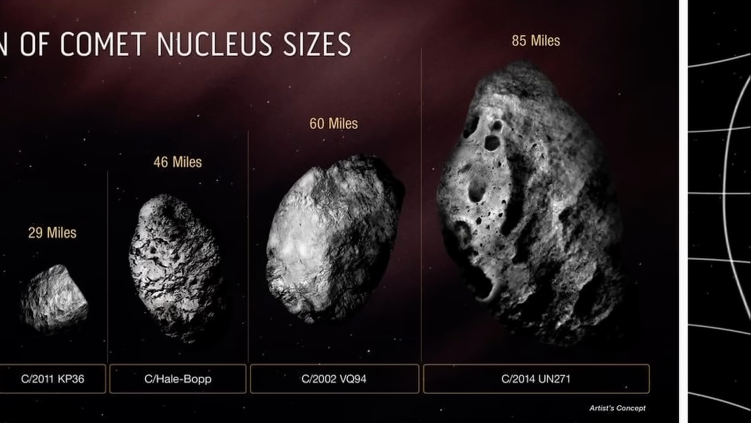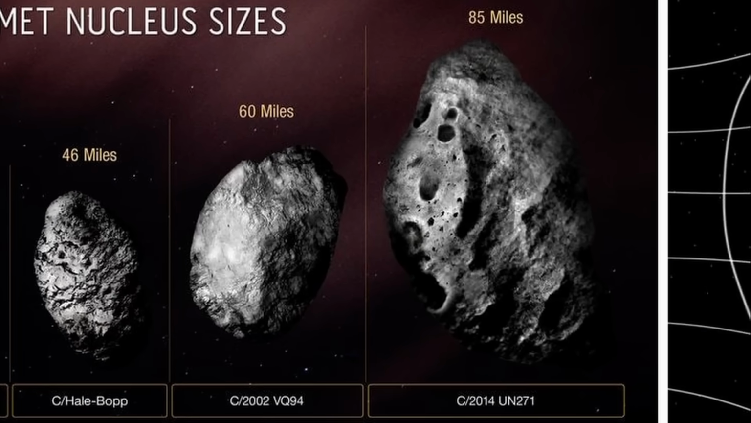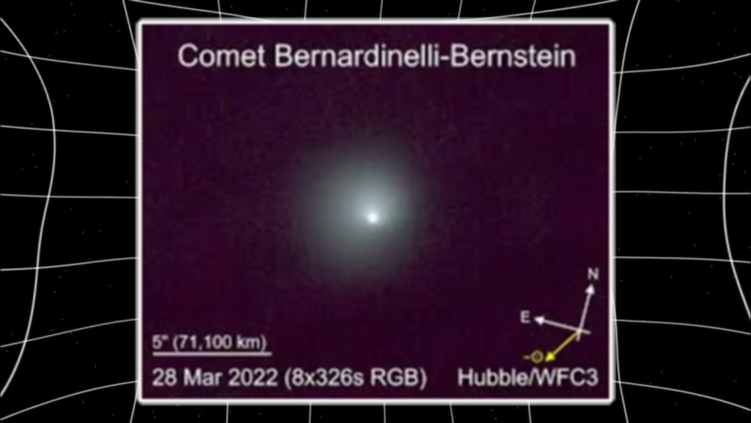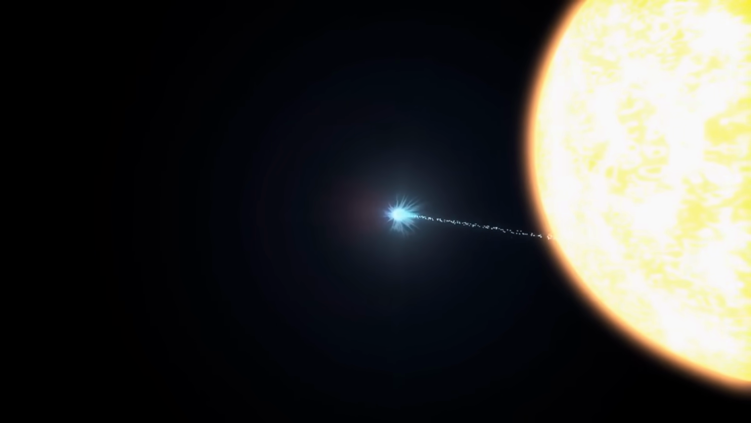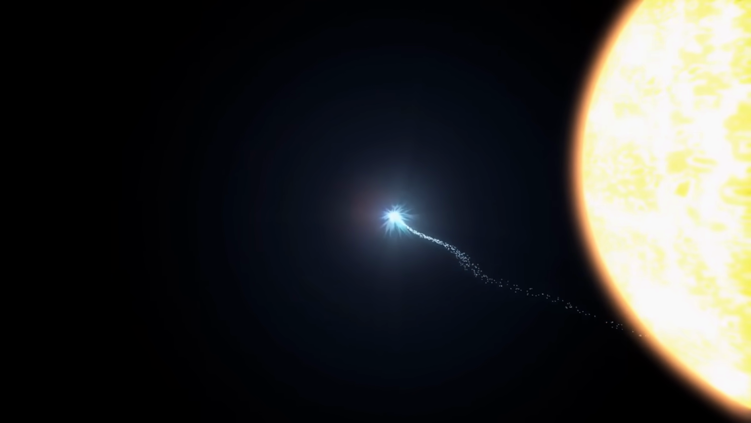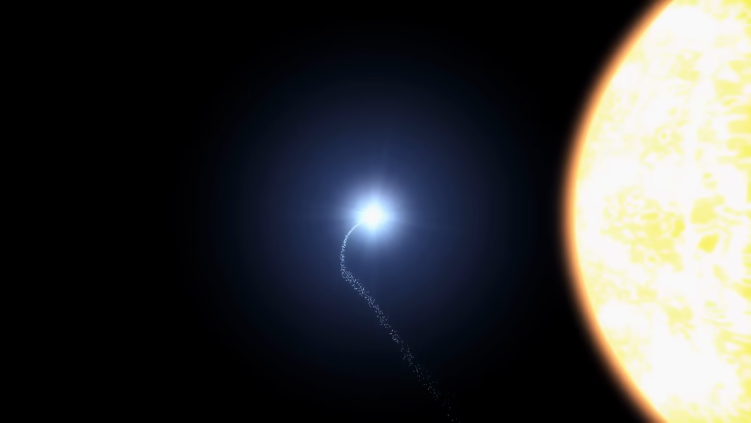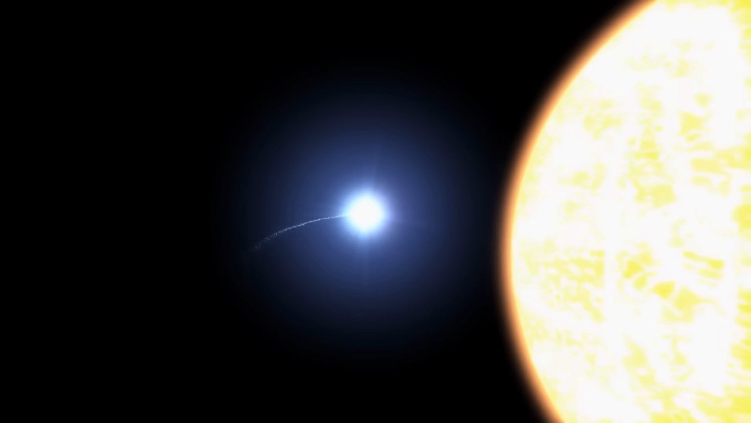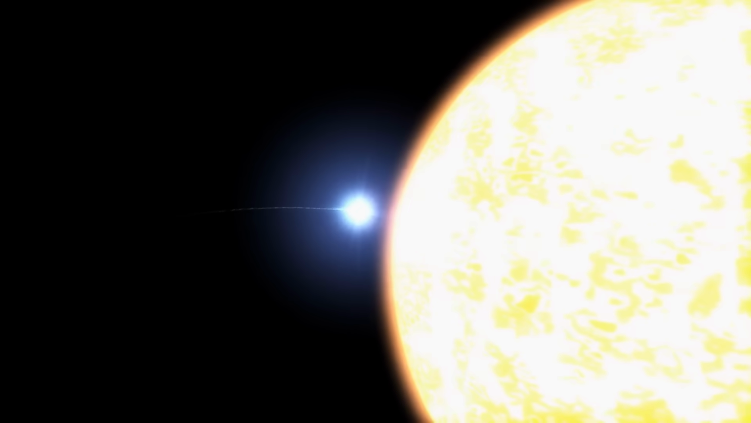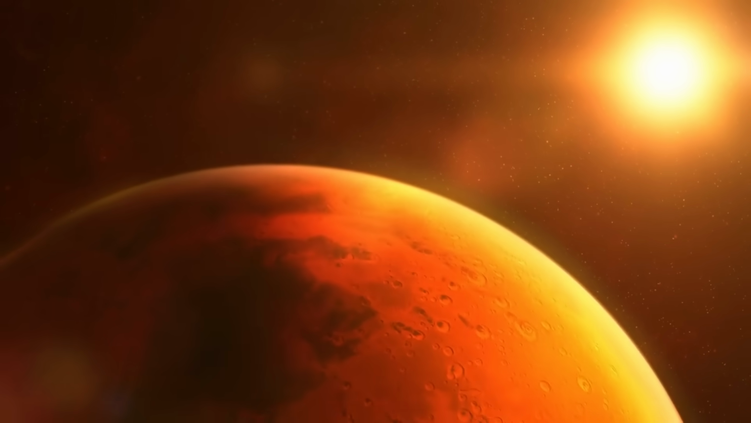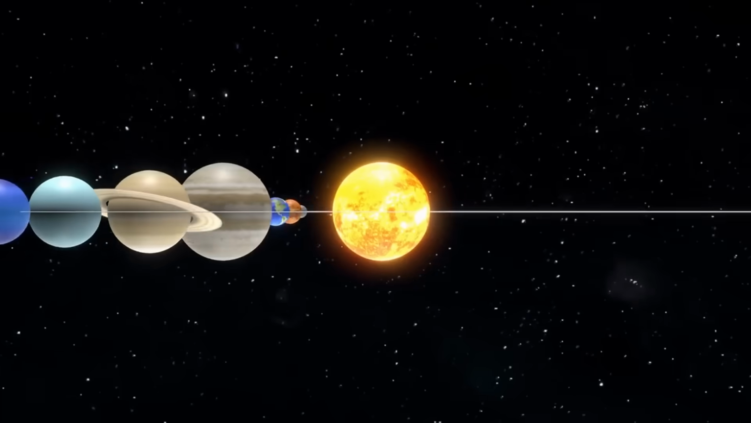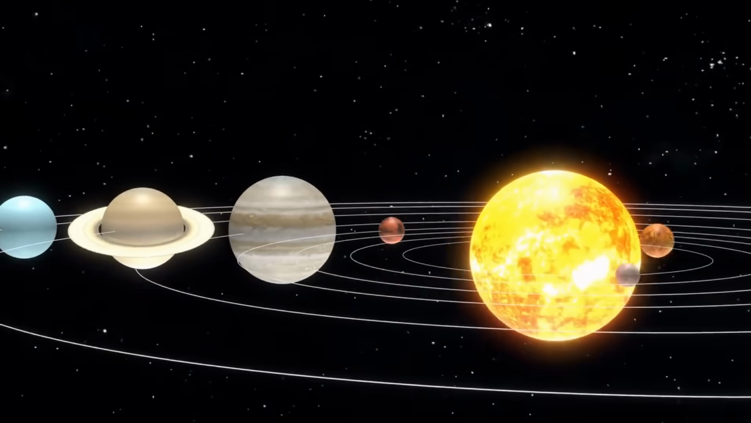Meet C/2014 UN271, also known as Bernardinelli-Bernstein. This thing is enormous, around 150 kilometers in diameter, one of the largest comet-like objects ever observed, but it doesn't behave like one. It has already shown outbursts of activity far past Saturn. Scientists have detected carbon monoxide, carbon dioxide, and ammonia coming off its surface. That kind of activity shouldn't happen this far from the Sun. Right now, it's near the orbit of Uranus, slowly moving inward.